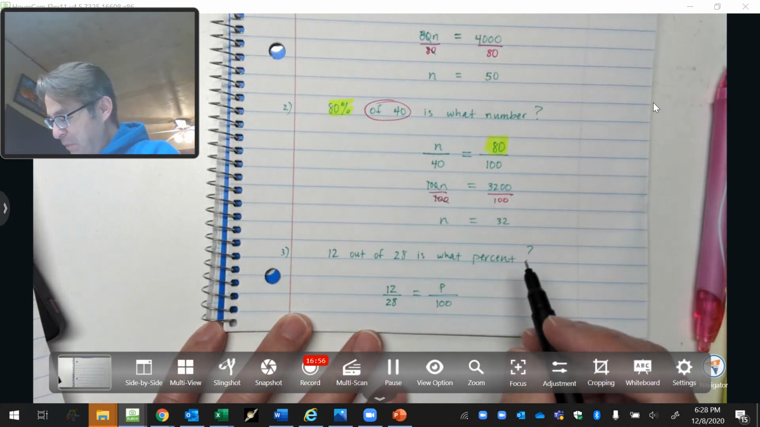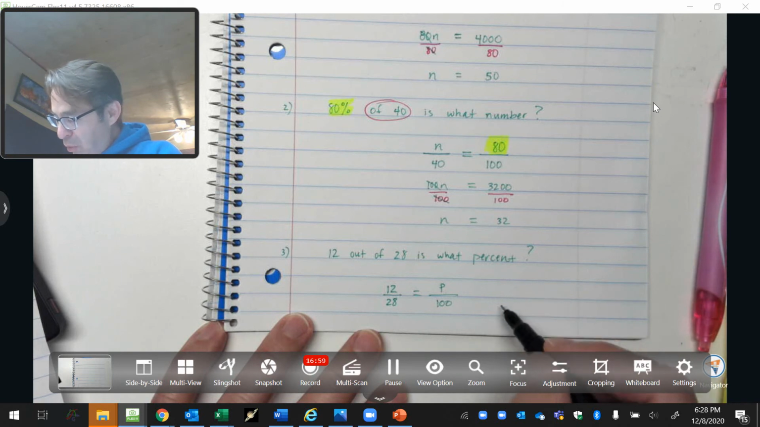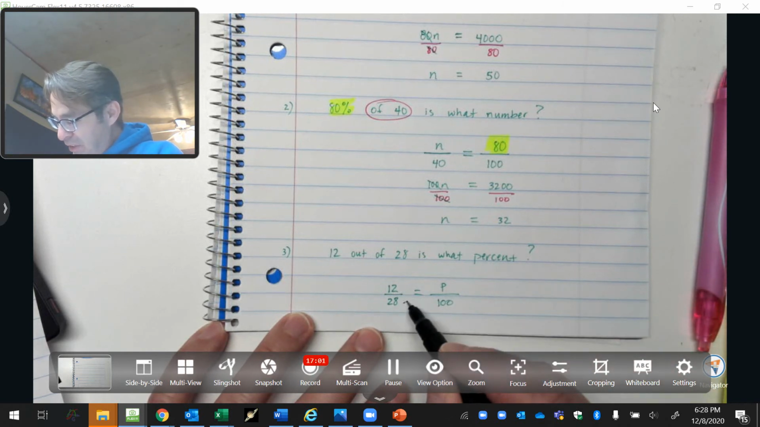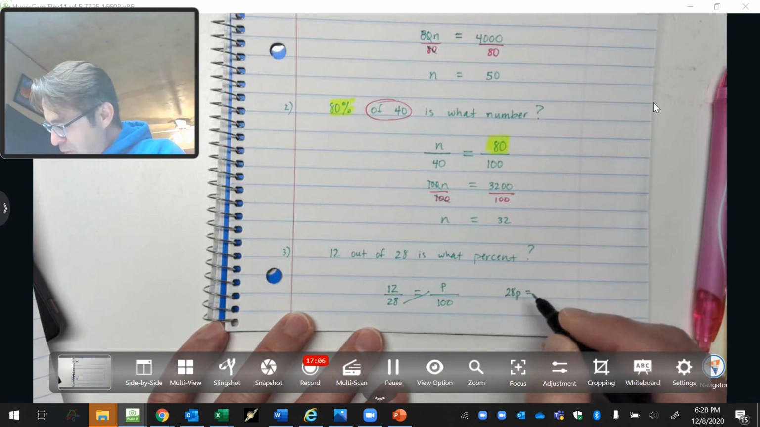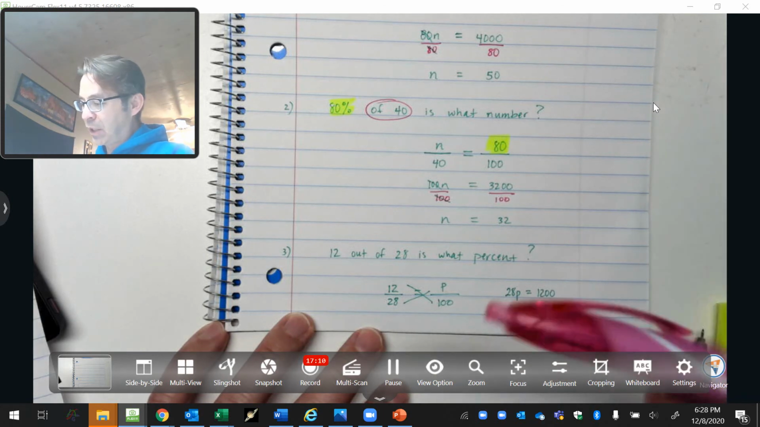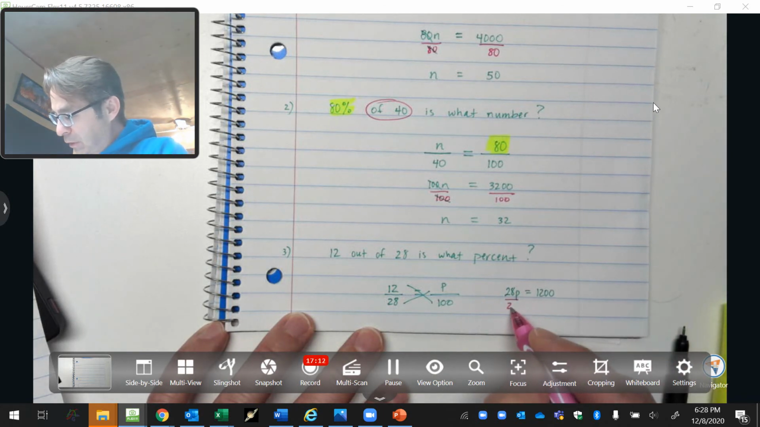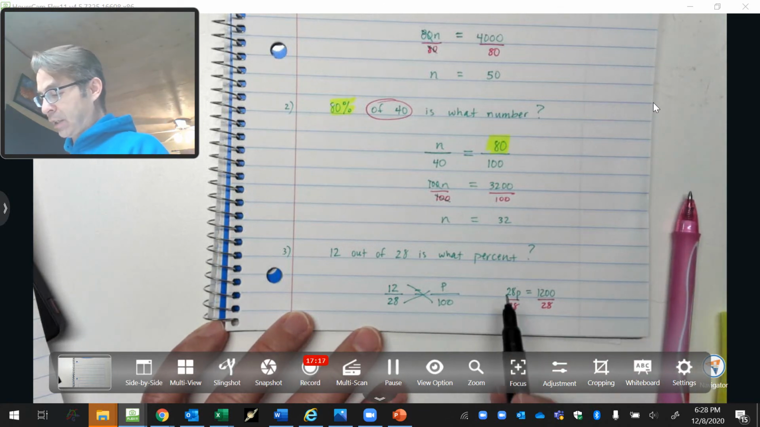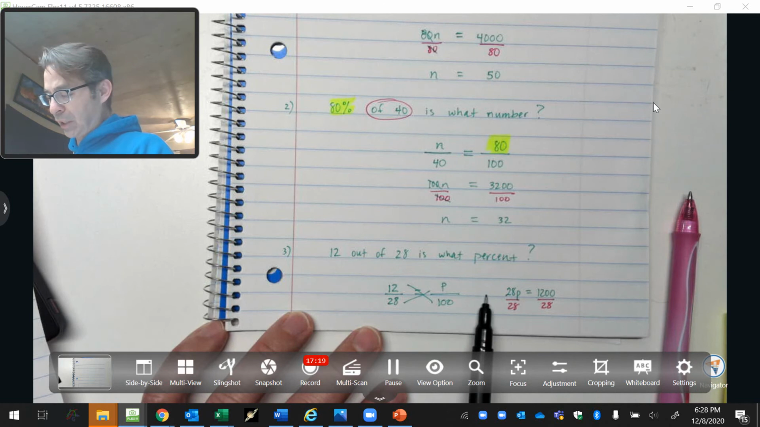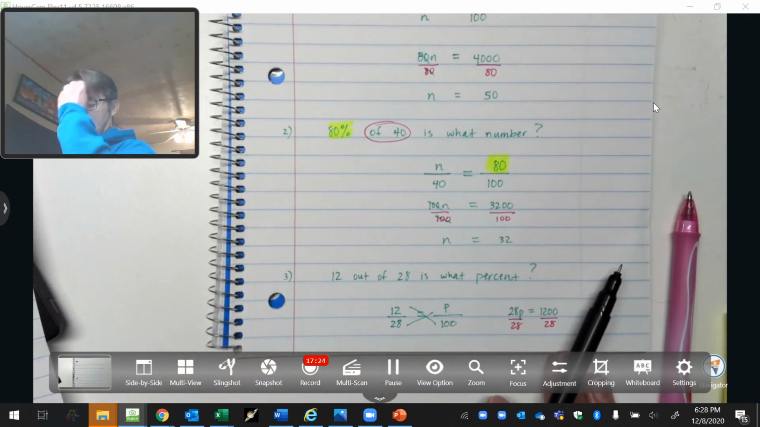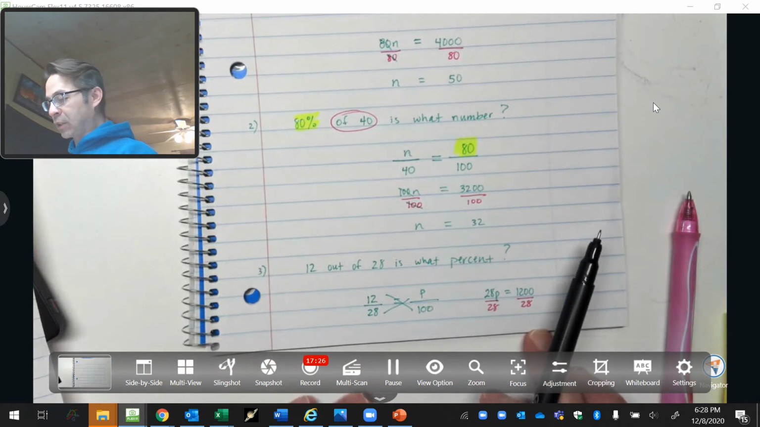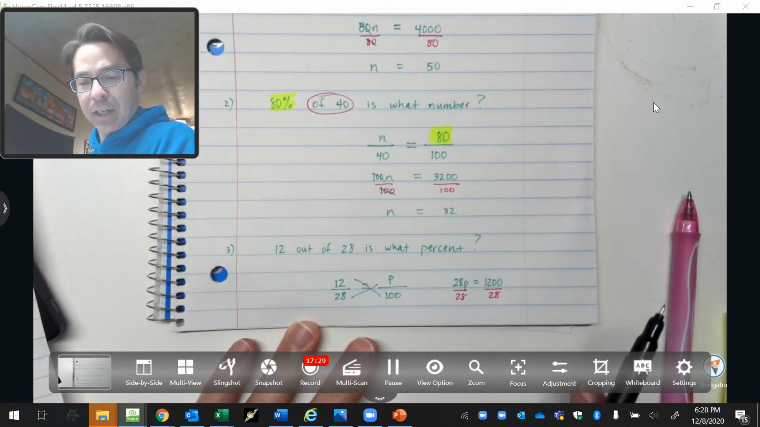Here's what I'm going to do. I'm going to show my work horizontally. 28P equals 1200. And divide both sides by 28. If you want to show your work this way, also you can. The danger is we see students put equal signs here. Cannot do that. Violation of the most sacred rule in algebra, which is thou shalt not violate the equal sign.